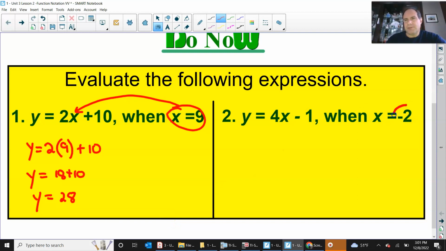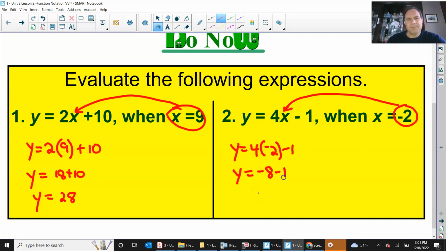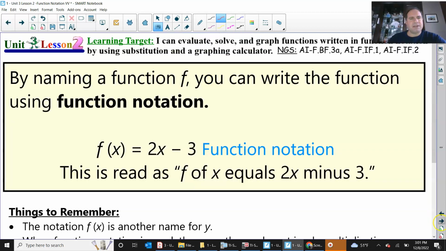Again, we're going to substitute this -2 into this equation right where we see the x. So we're going to rewrite this. Y equals 4 times, instead of x, -2 minus 1. Y equals -8 minus 1. And y equals -9. That is all there is to it. And that's it. Let's go on to the next page.